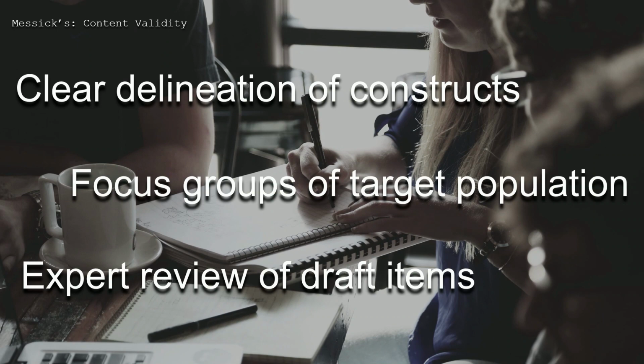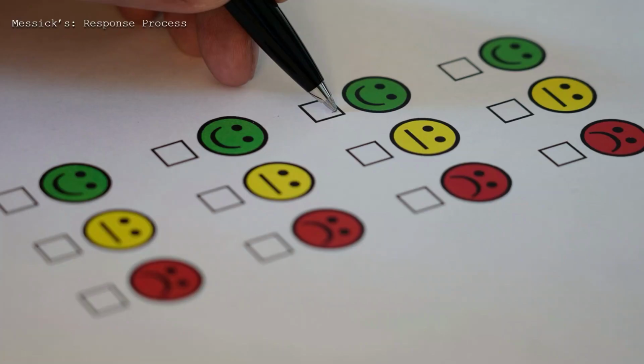If you don't have a pre-existing instrument, you can build a case for content validity by clearly stating in your manuscript what constructs you were looking at and mapping those to the survey items. You can use focus groups of your target population to get an understanding of what they would find interesting in terms of constructs. And you can use expert review of your draft items to ensure that your survey items are matching the constructs you intended to measure.